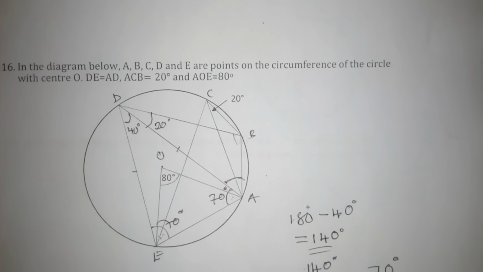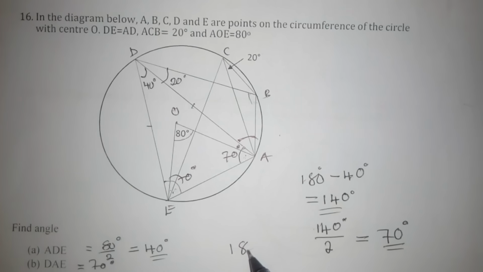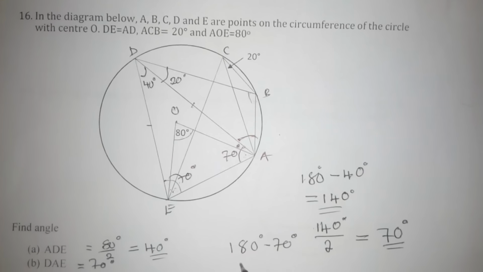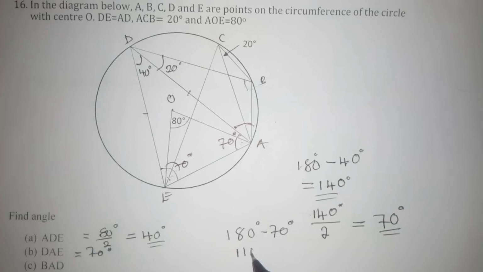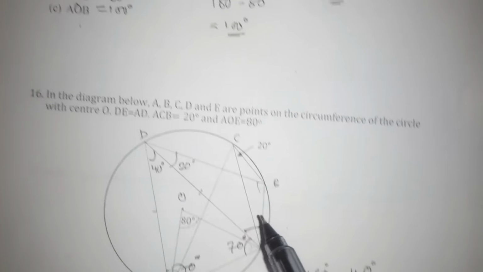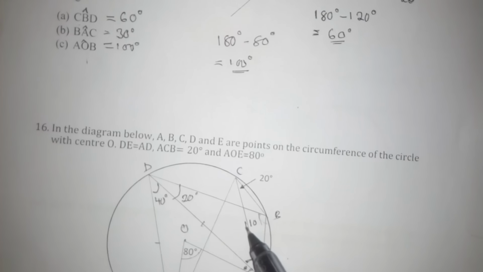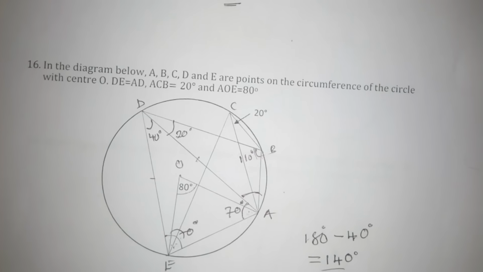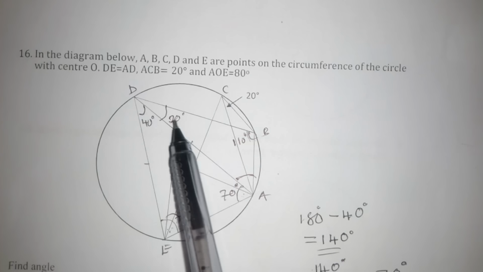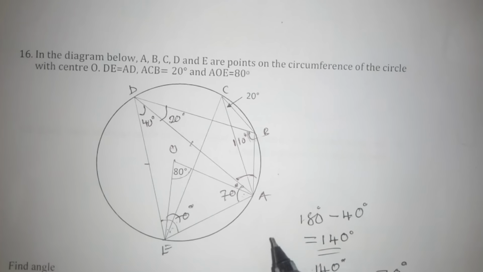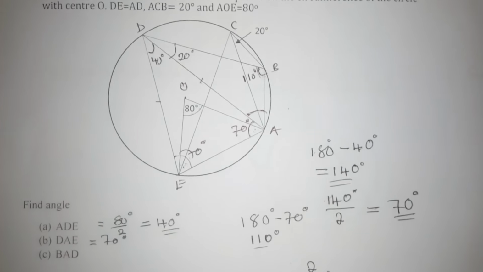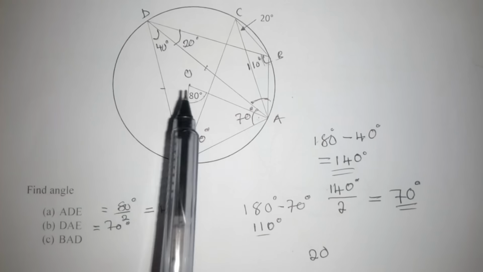So we say 180 degrees minus 70 degrees. This 70 degrees. We are using the property of opposite angles, which will give us 110 degrees. So we have found this one to be 110 degrees. This one's 110. So since we have found 110 and we have 3 angles, this and this, we can add them and subtract from 180. We remain with this one. So we'll say 20 degrees, which is this one.